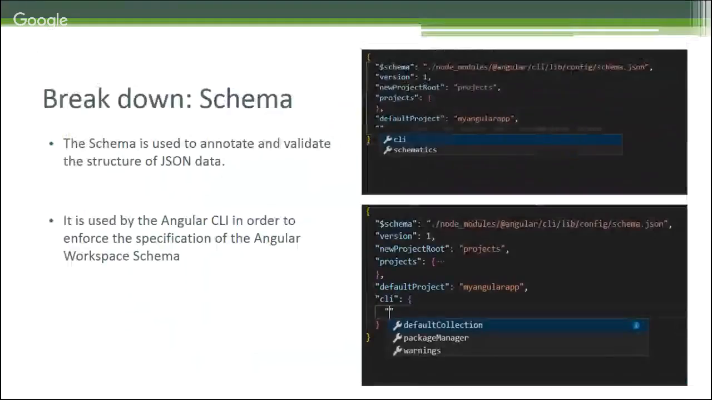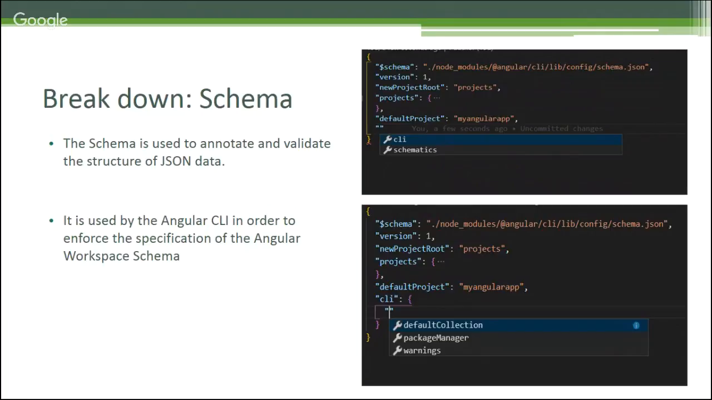Okay, so I'm breaking down each of them, so I'm just going to move this very fast. Just move very quickly at this stage because I have very little time. So we have breakdown schema. Schema is used to annotate and validate the structure of JSON data. It is used by the Angular CLI in order to enforce the specification of the Angular workspace schema.